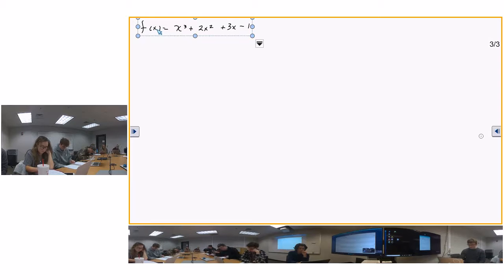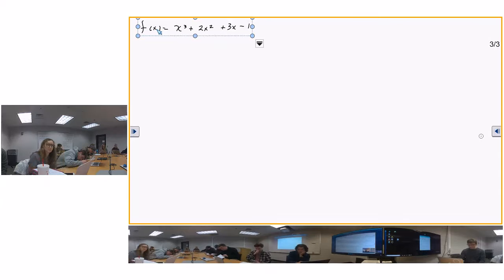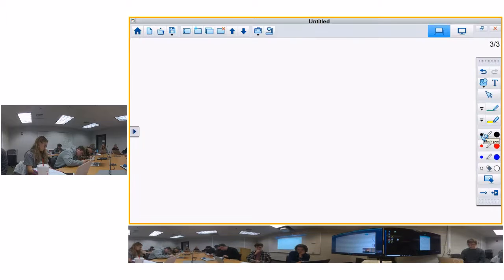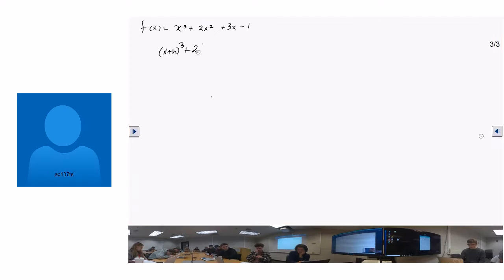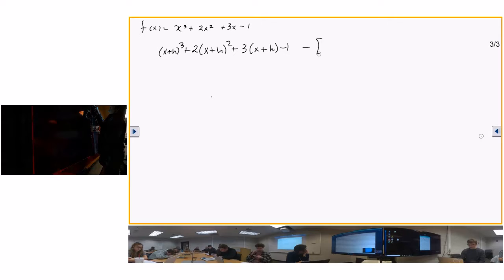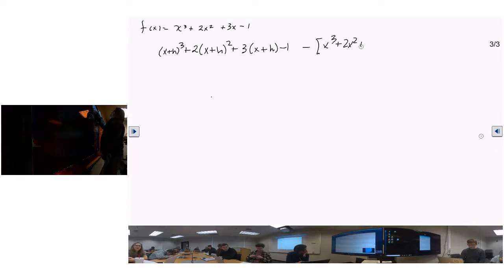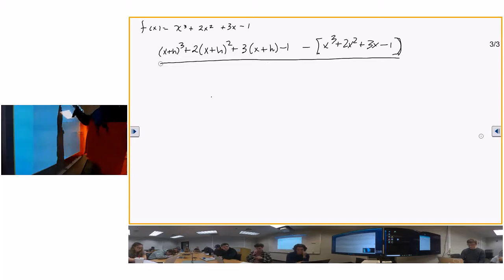And you can go ahead and graph that line if you want to. I'll go ahead and be writing it and put it in the difference quotient. Parentheses, x plus h, quantity cubed, plus 2 times x plus h, quantity squared, plus 3 times x plus h, minus 1, minus brackets, x cubed plus 2x squared plus 3x minus 1, over h.